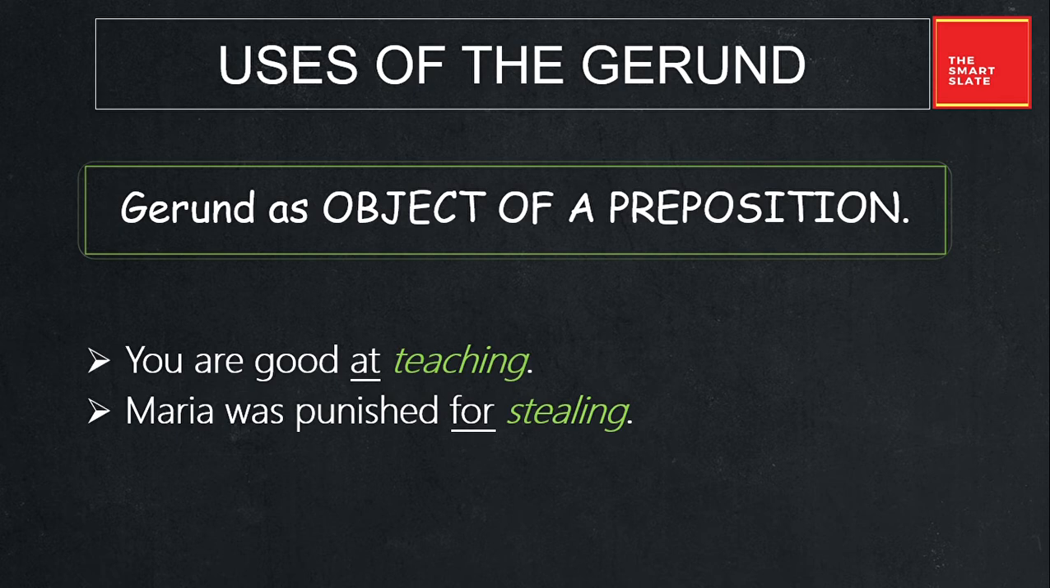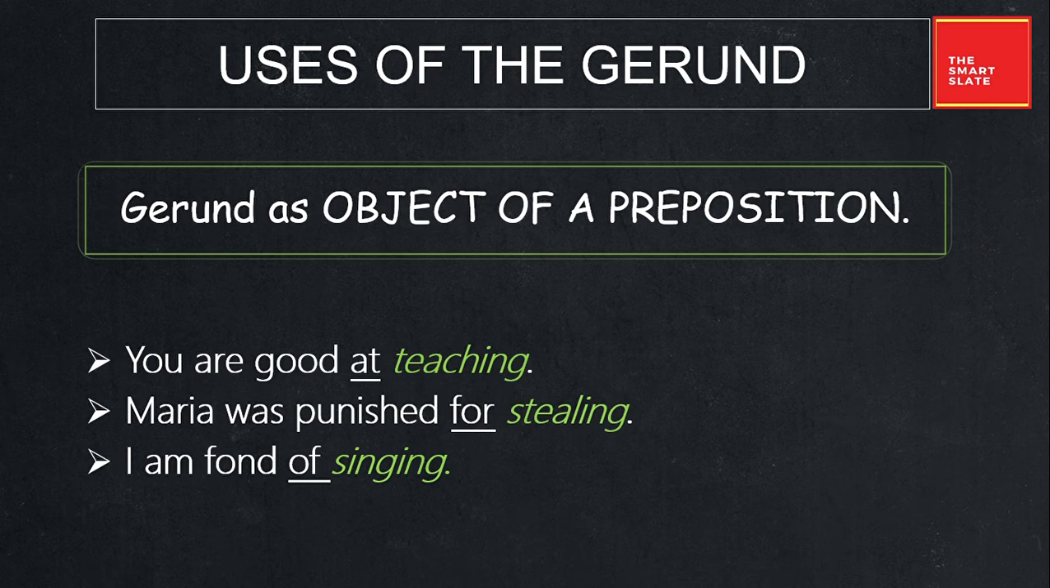Maria was punished for stealing. She was punished for what? What crime, or what wrong deed? Then the answer is stealing. So for is the preposition and stealing is the gerund as object of a preposition.